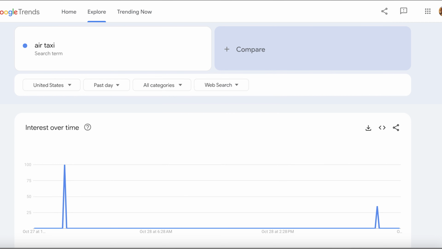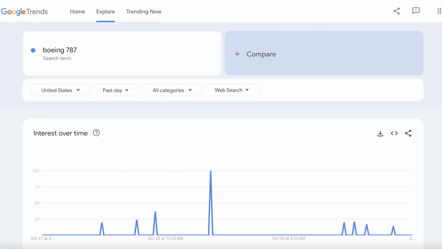But let me find another term that I think would have more data. Just trying to think of something in terms of travel. Let's say Boeing 787. Here we go. So this is actually telling you what people are searching for, and there was a spike back on October 28th. Which means that something happened in the news and people were searching a lot for Boeing 787. But whatever it is, it has since died off. So this actually gives you a good idea of what's trending and what's not trending.